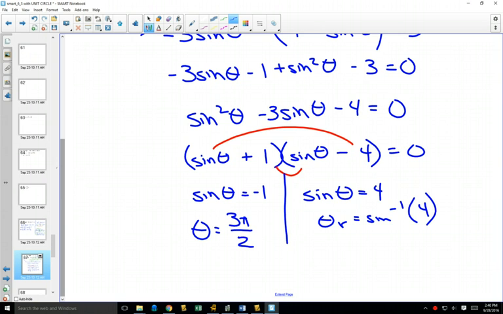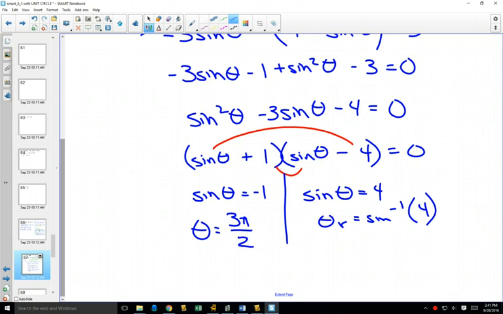In fact, this question, even though 4 is not on your unit circle, would be a non-calculator question on the final exam. Because they're expecting you to know the reference angle and to know sine theta equals 4 and be able to solve that without your calculator. Well, what does sine stand for? Back to our right angle triangles.